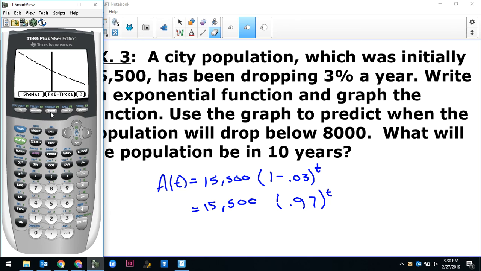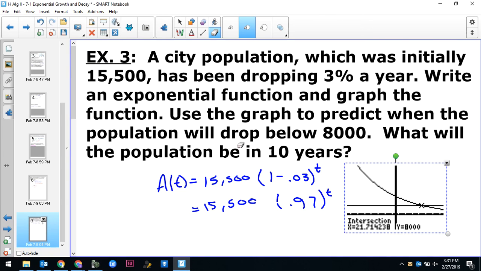Okay, now I'm going to zoom out. Zoom 3, enter. Here's our decay. Let's hope our 8,000 is crossing. Ooh, I think it's going to cross. Yay. Okay, so we're going to second calculate the intersection point. Enter, enter, enter. And there it is. How long is it going to take to go below 8,000? A little more than 21.7 years. Yeah, after 21.7 years, it will drop below 8,000.